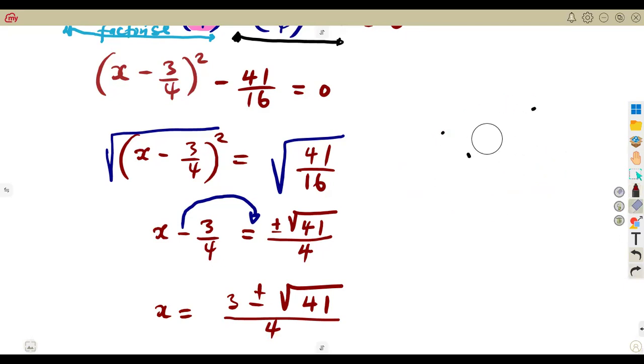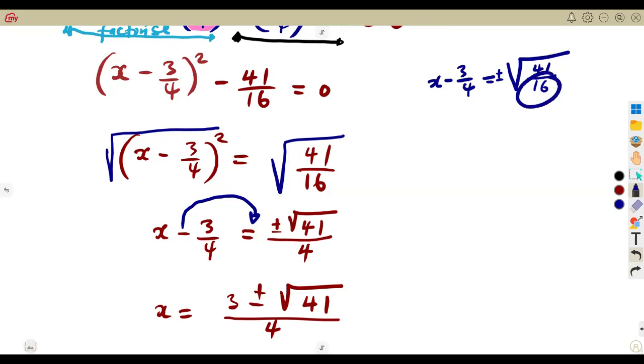You can combine this. If you do not want to simplify these, say the square root of 41 and the square root of 16, you could have left it at that stage like this: x minus 3 over 4 is equal to plus or minus the square root of 41 over 16, everything under the square root. Just leave it like that. Then you take the minus 3 to the other side, it gives you a positive. So it is going to be 3 over 4 plus or minus the square root of 41 over 16. Still, you can have your answers.